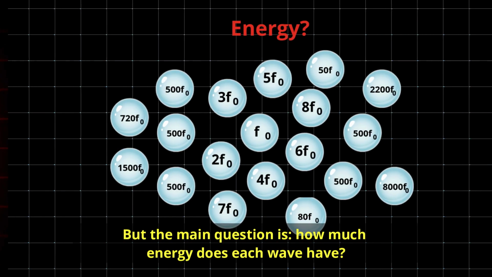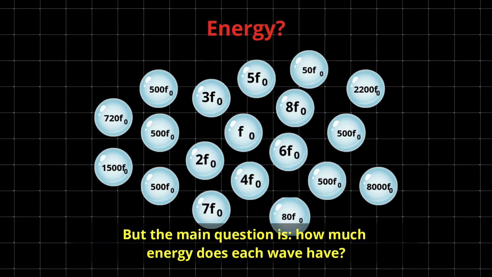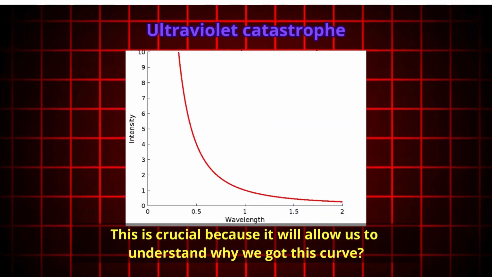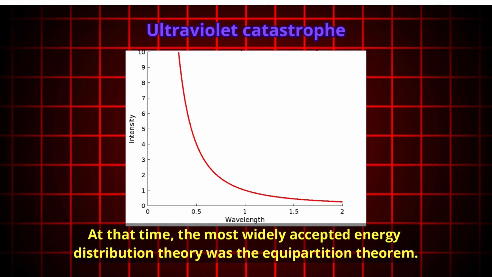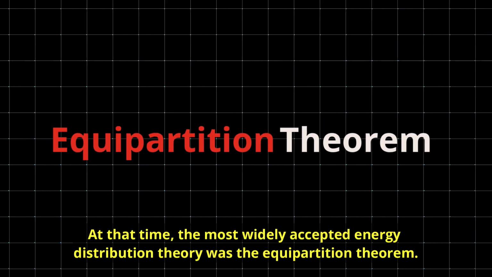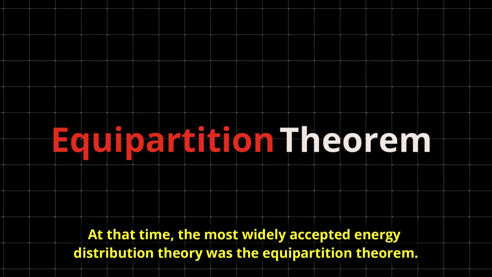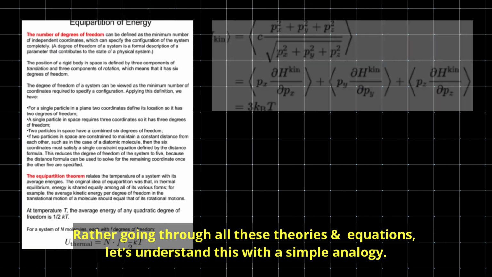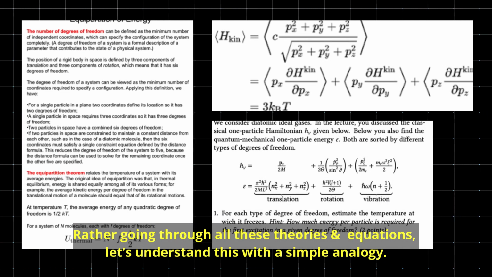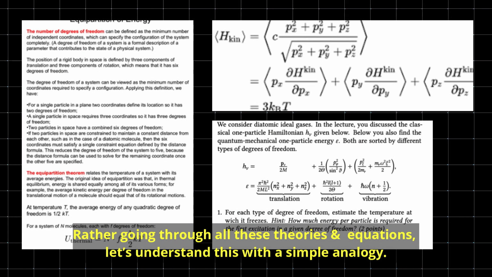But the main question is, how much energy does each wave have? This is crucial because it will allow us to understand why we got this curve. At the time, the most widely accepted energy distribution theory was the equipartition theorem. Rather than going through all these theories and equations, let's understand it with a simple analogy.